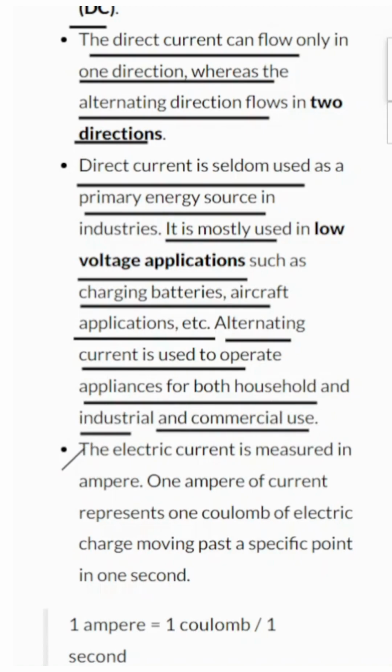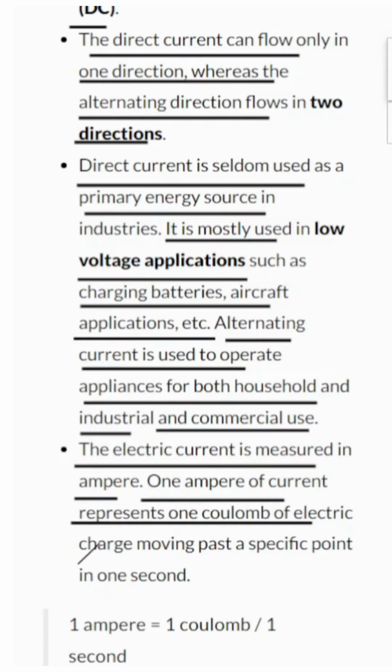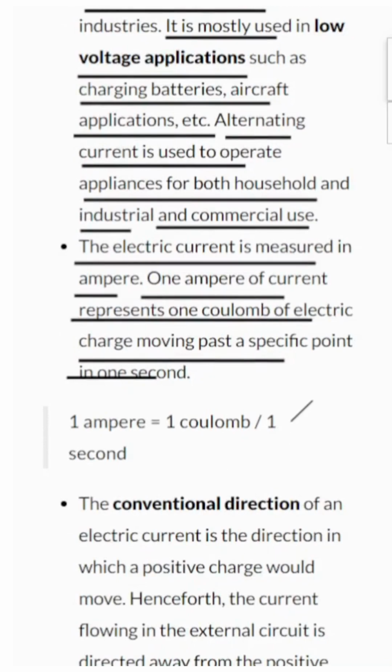As mentioned earlier, the electric current is measured in amperes. It's worth noting that 1 ampere of current represents 1 coulomb of electric charge moving past a specific point in 1 second. This means that 1 ampere equals 1 coulomb per second.